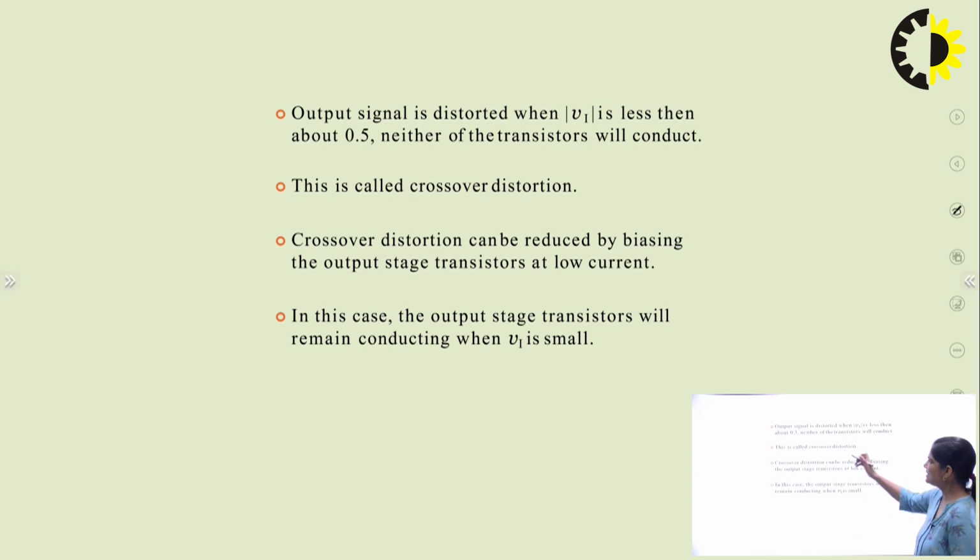The output signal is distorted when the magnitude of Vi is less than about 0.5 volt. Neither of the transistors will conduct, so this is known as crossover distortion. Now crossover distortion can be reduced by biasing the output stage transistors at low current. In this case, the output stage transistors will remain conducting when Vi is small.